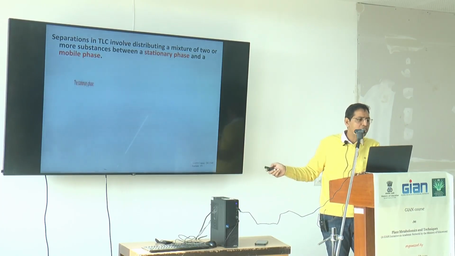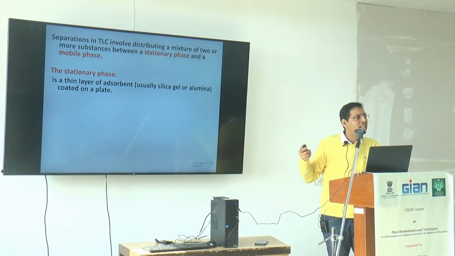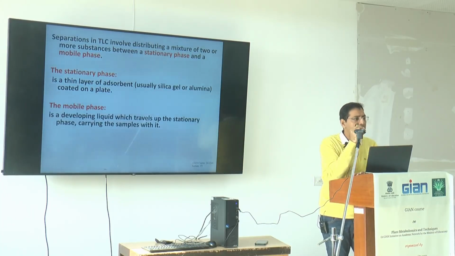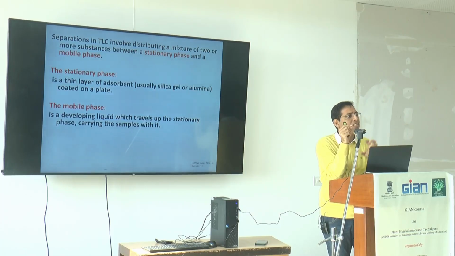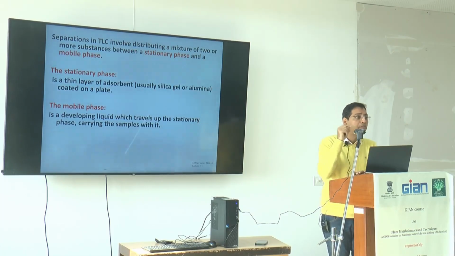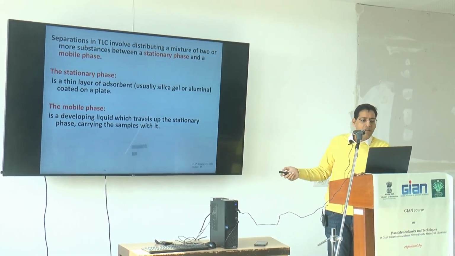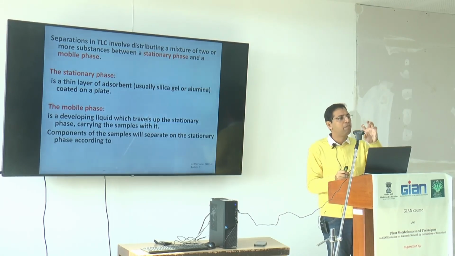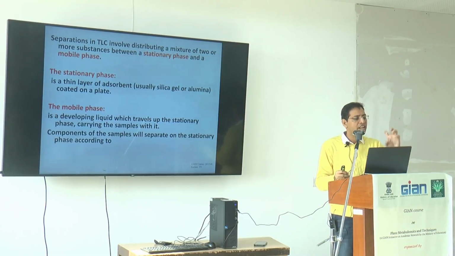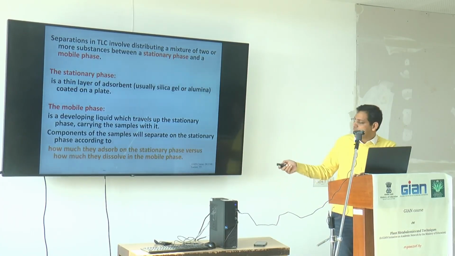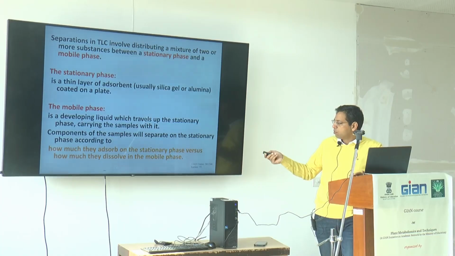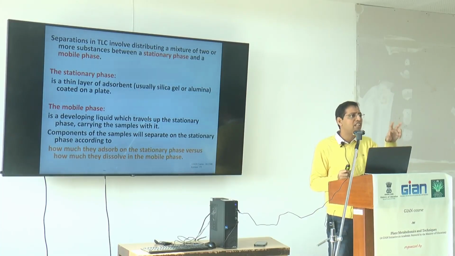The stationary phase can be defined as any adsorbent which you put on the plates, and the mobile phase is the other phase, basically the eluting liquid which travels along the stationary phase and carries all the metabolites along with it. I am just helping you know the basics of TLC so that we are able to quantify those metabolites very well. The components of the sample can be separated because of their interaction with the stationary phase and the mobile phase: how much of a component is adsorbed on the stationary phase versus how much is dissolved in the mobile phase. So this is the basic concept.